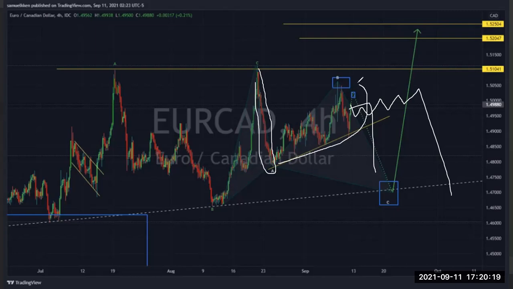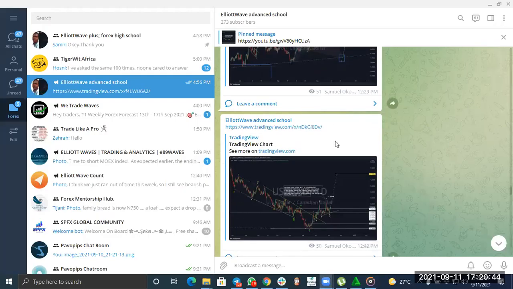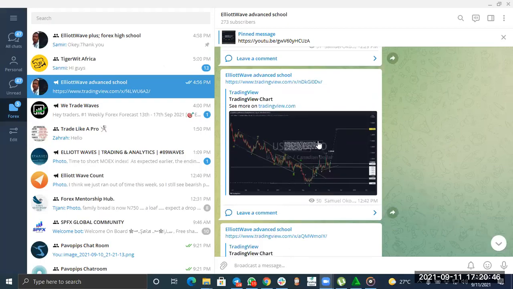has not been much. Okay, I believe that this drop has started from here. Whatever is happening here may be an A, B, C. It may not even do this thing. It may just be an A, B, C, then it will drop. Okay, so watch closely. If you trade Euro CAD, watch closely to know when you will make an entry.